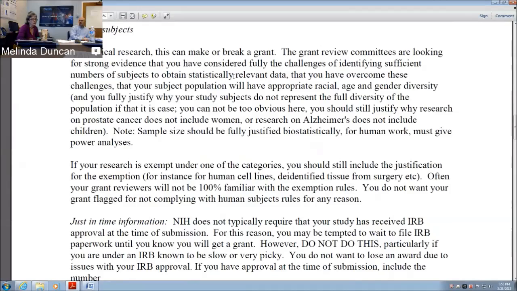The human subject section is almost like an addendum to the research plan. It really is a place where you lay out your sample sizes, your power analysis, and all of these sorts of things. So fill it out, follow the rules, but really use this as a way to sell that you have the resources necessary to really do that human subjects research.